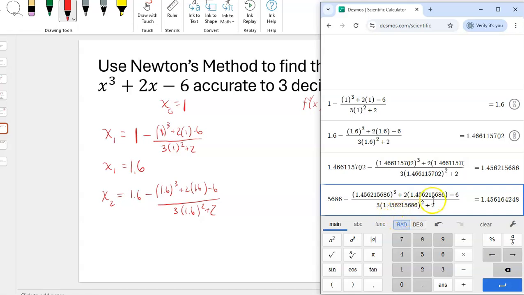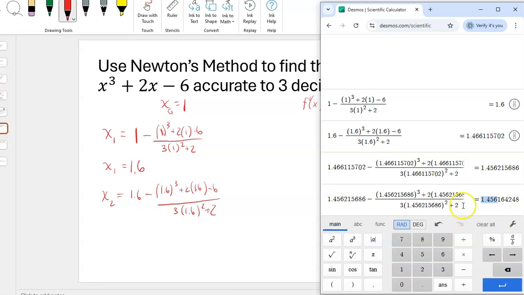I want you to notice something here. In these two answers, after we've gone through this process, these answers are identical up to the first 3 digits, 1.456, for both of them. Now beyond it, it's not exactly the same, but for this question, we're trying to go to 3 decimal spaces.